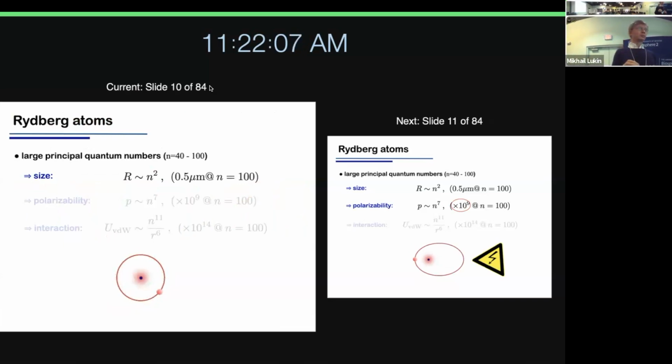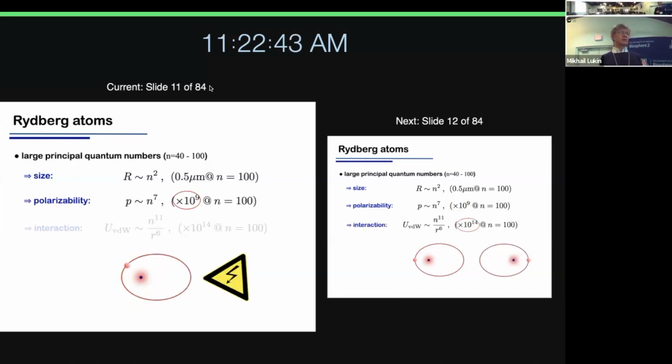All right, so Rydberg states, again, a kind of crash course, are special states of atoms where the electron is very loosely bound to the nucleus. As a result, atoms in these states have very exaggerated properties. For example, if you pick a principal quantum number on the order of 100, then the effective radius of the orbit, which scales as n squared, will be a fraction of a micrometer.